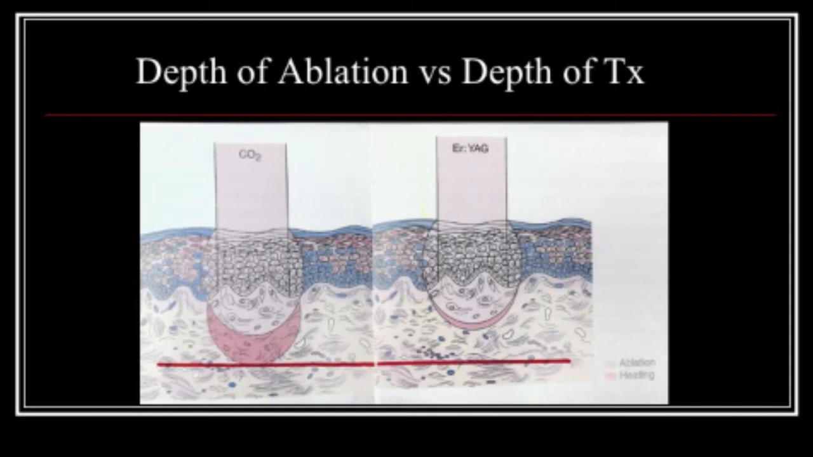So if you do the same number of passes, you're not going to get the same kind of results. You have to go deeper than that and bring your depth of treatment to the same level to get the same kind of results. That's why I took 5 passes of erbium versus 3 passes of CO2 to get the same results.